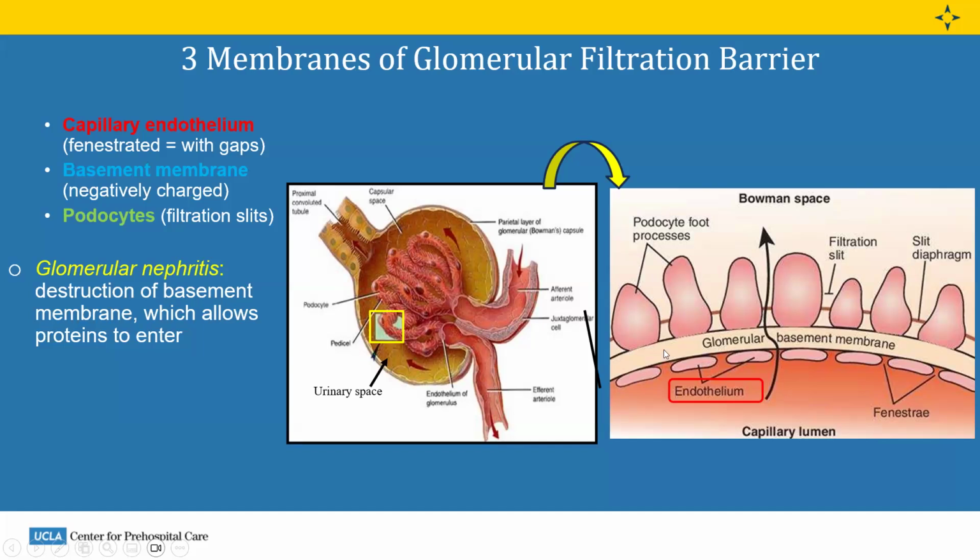Then we have a layer called the basement membrane, and it's a gel-like matrix that's negatively charged, and that's going to help prevent large proteins that are negatively charged from going through. We want to keep those in our blood plasma. And then we have our podocytes here. These are essentially another layer resting on top of this basement membrane to control the filtrate that's coming through.